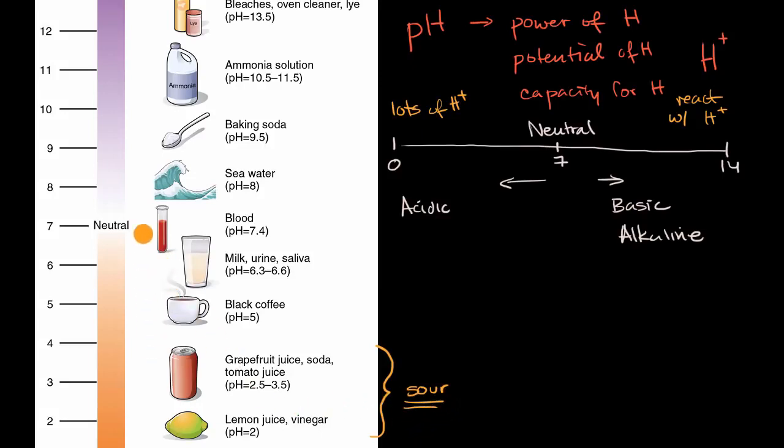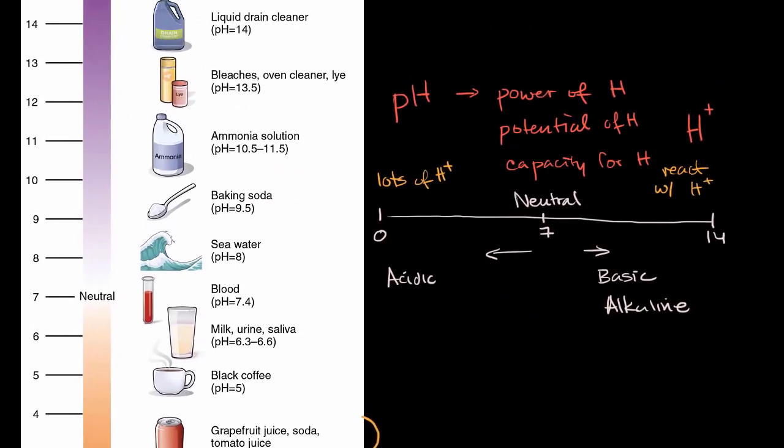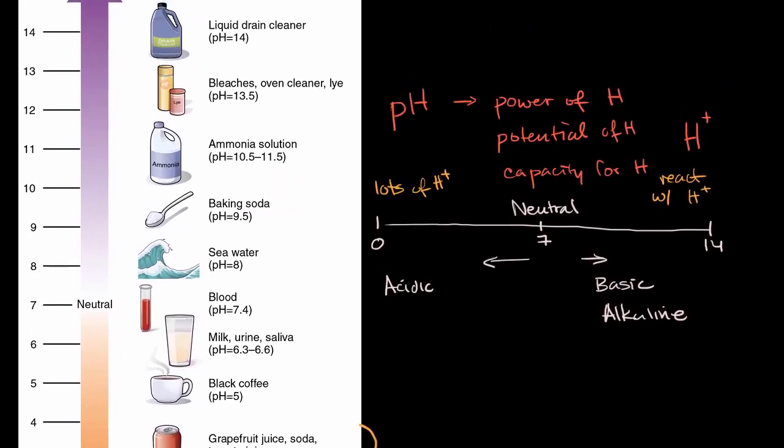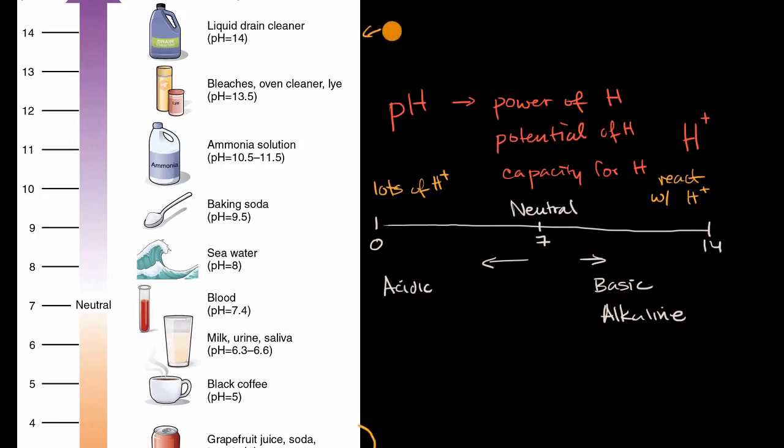While if you go to the other end of the spectrum, things that are basic, these would be things like bleaches and ammonia solution, and we can even go super basic to liquid drain cleaner. And these are going to have more of a slimy texture to it. In fact, even soap is quite basic. And of the basic things that you could eat, you might have a bitter taste associated with it. But to be clear, I really don't recommend eating or drinking anything that is either highly basic or highly acidic.